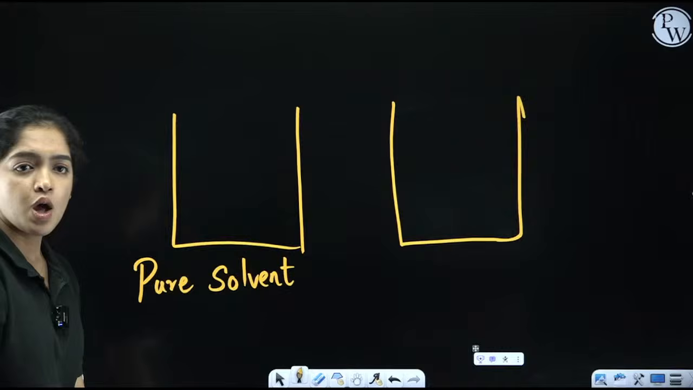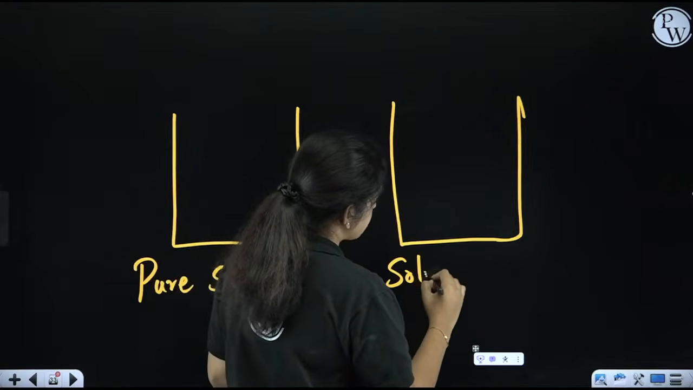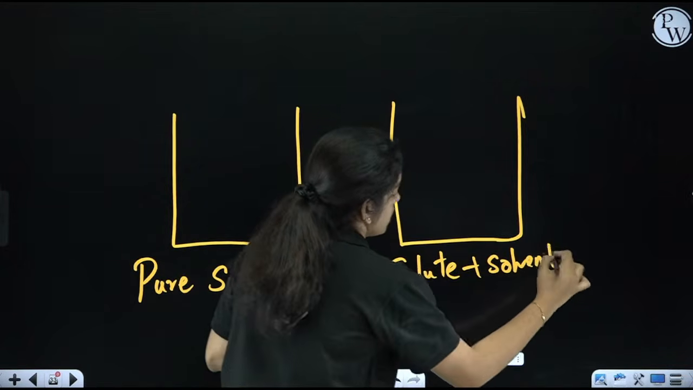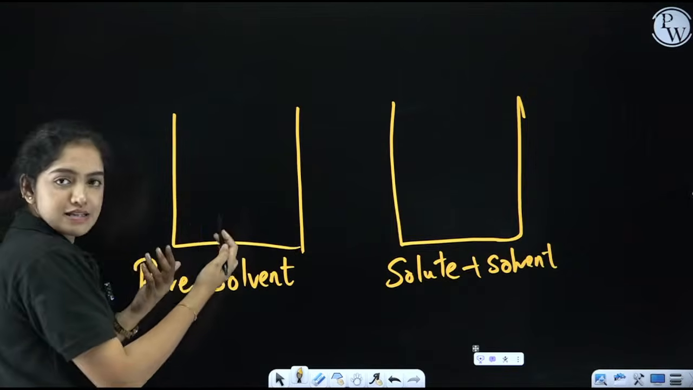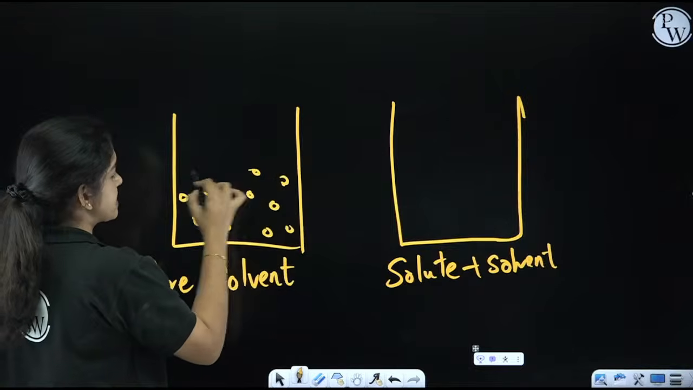What is it? Pure solvent. In the other beaker, I took solute and solvent, for example, sugar and water. In the first beaker, only solvent is there. So, only solvent molecules are present. It can be liquid or anything. Only solvent molecules are present.